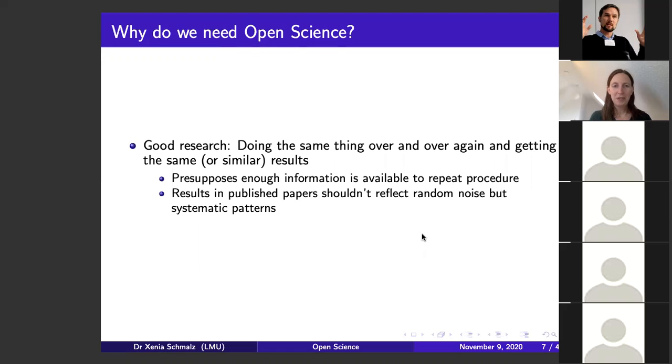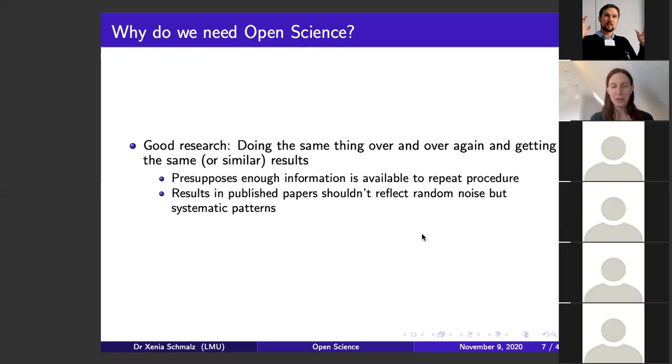So I really want to tell you more about why I think we need open science. As I've already told you, I think that openness is very important if we want to do good research. And of course, the question is, what is good research? Openness is not the only thing that we need in order for research to be good, but I would argue that it is necessary, but not sufficient. One definition of good research that I came up with is doing the same thing over and over again and getting the same or at least similar results, which is, of course, not a really technical definition. But I think it's something that we should strive towards.